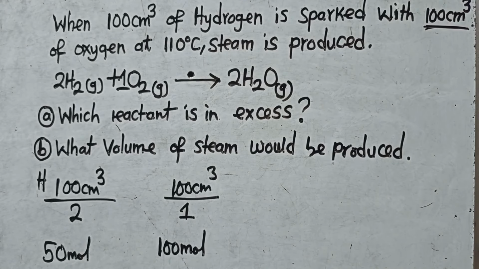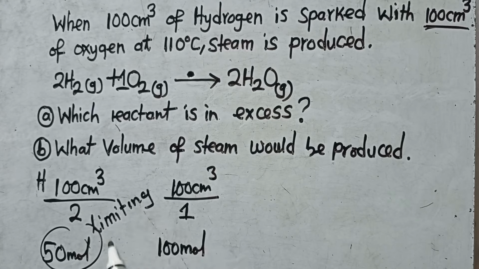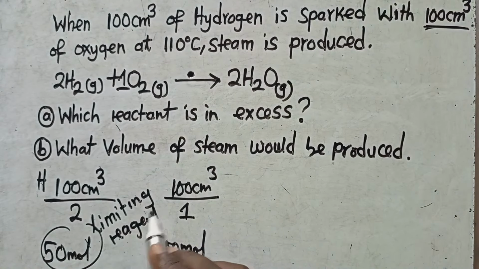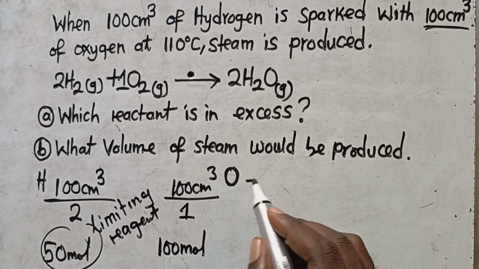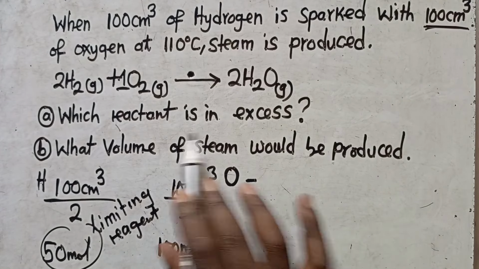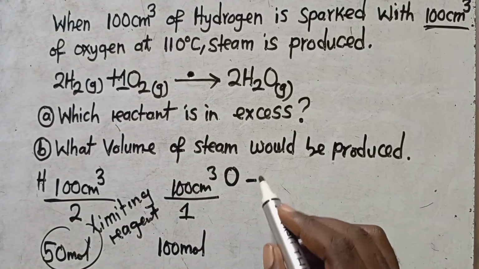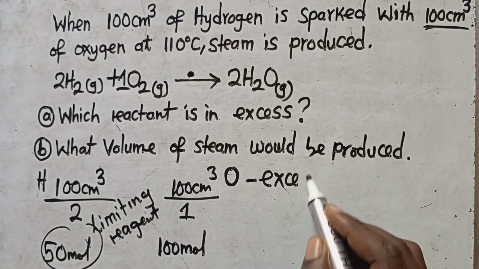So if I ask you which one is the limiting reagent here, you are going to tell me that hydrogen is the limiting reagent. How have I known that this one is the limiting reagent? Because it has the smaller number. The oxygen that has remained is what we call the reactant in excess.